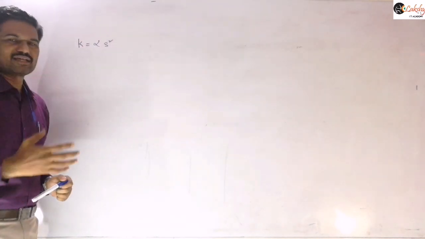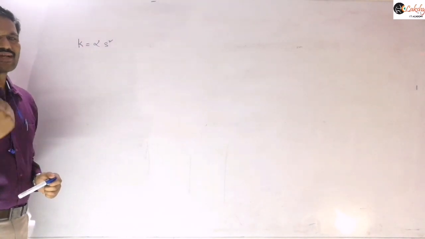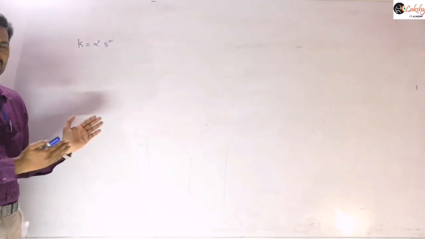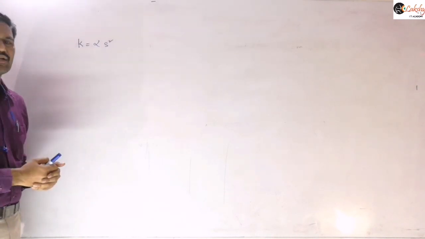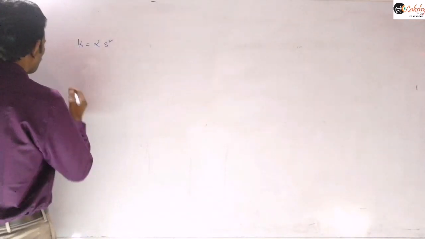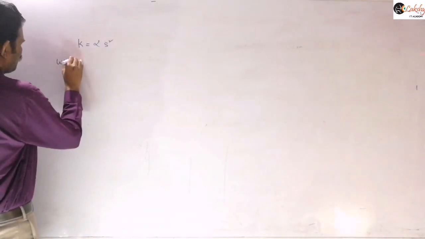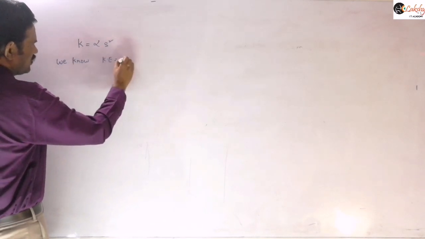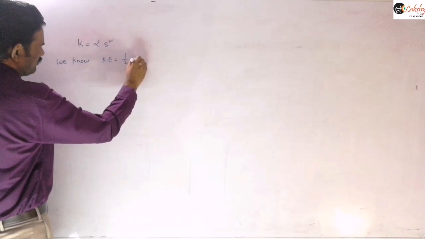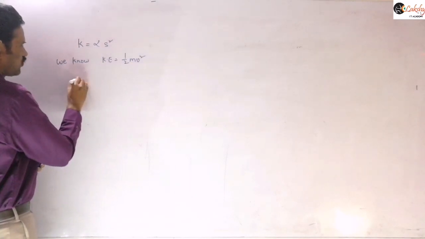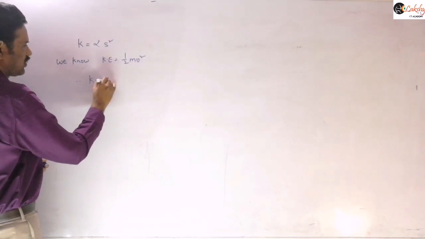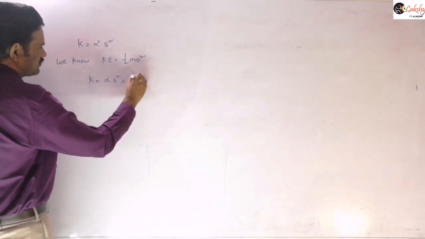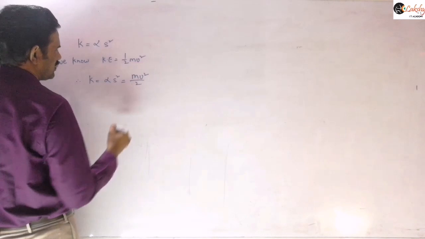So whenever kinetic energy is given for us, you can write the centripetal acceleration easily. So that is a relation there. Kinetic energy is given means you can say that centripetal acceleration is given for us. And so let us write that first here. So we know kinetic energy is equal to half mv square, right? And therefore what we can write is k is equal to alpha into s square, which is equal to half mv square. That means mv square by 2 I am writing here.